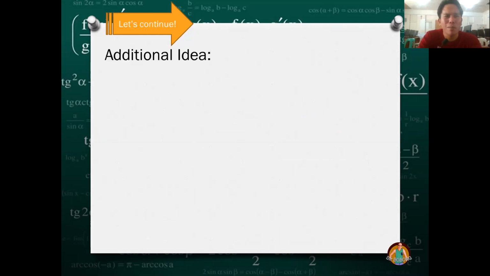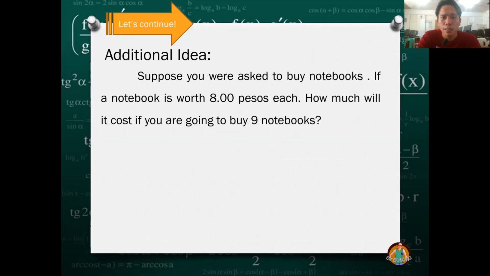Sige, just additional idea. So saan natin nagagamit itong evaluating function? Additional lang to ha. Suppose you were asked to buy notebooks. If a notebook is worth 8 pesos each, how much will it cost if you're going to buy 9 notebooks? Let's say for example, hindi lang notebook yung binibili natin. Lahat tayo may binibili, maaaring gamit, pagkain, o kung ano-ano pa, pwede natin i-apply itong function.